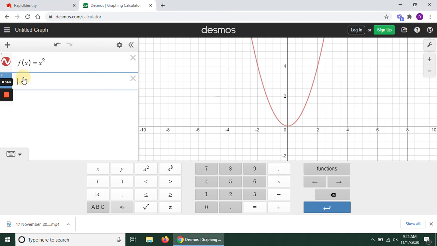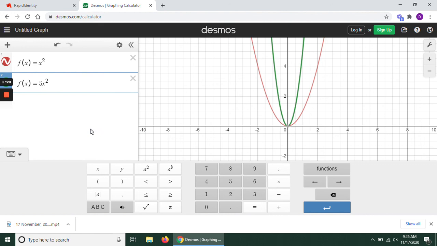So I'm going to type the same parent function. I am going to type a 5 and apply it to the outside of my original function. Alright. Notice that my new graph has been stretched vertically to give me the green graph. Okay.